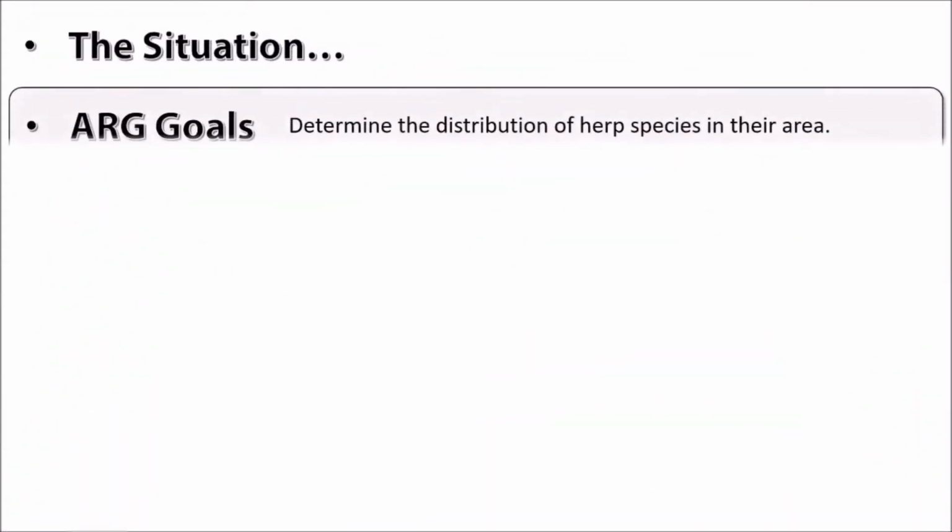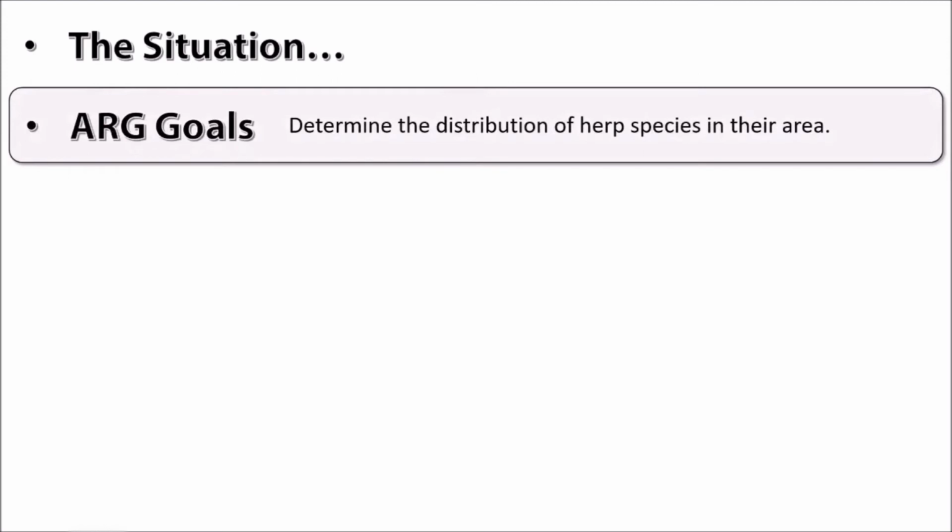So imagine a situation in your ARG where one of your goals is you want to determine what the distribution of the reptile amphibian species are across your area. So across your county in most cases. Where are they? Which is a basic need before you can conserve them.